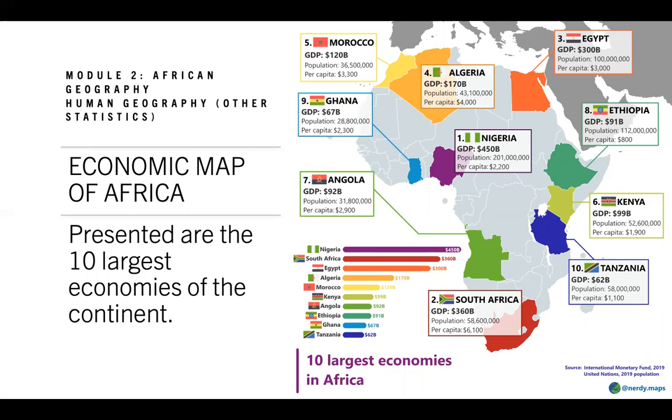Second largest economy in the continent is South Africa, 360 billion, followed by Egypt with 300 billion, Algeria with 170, Morocco with 120, Kenya 99 billion, Angola 92 billion as well, Ethiopia 91 billion, Ghana 67 billion, and Tanzania 62 billion.